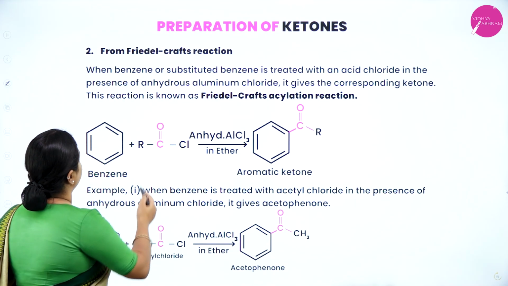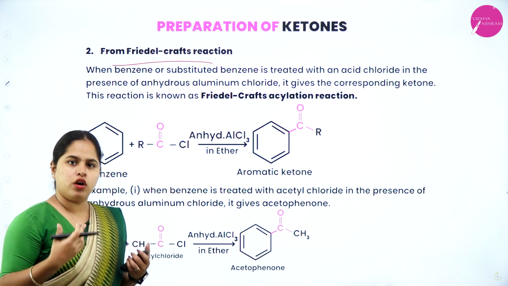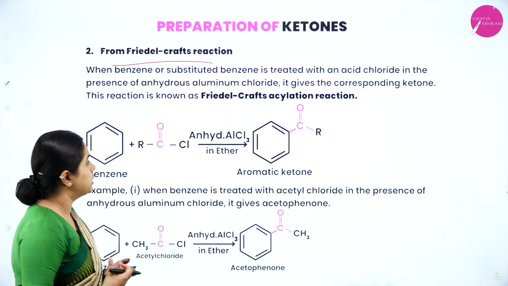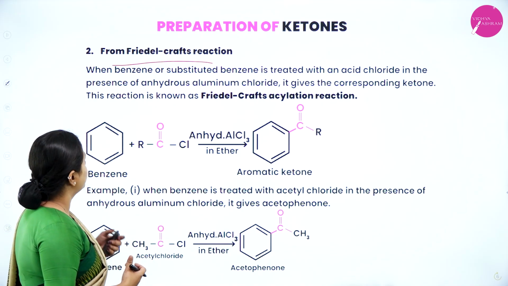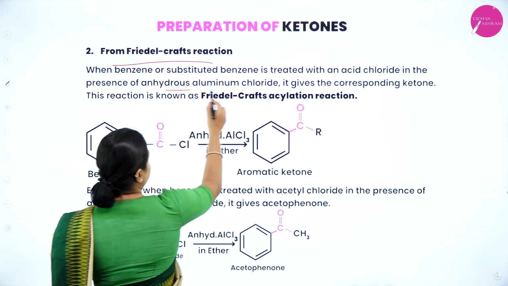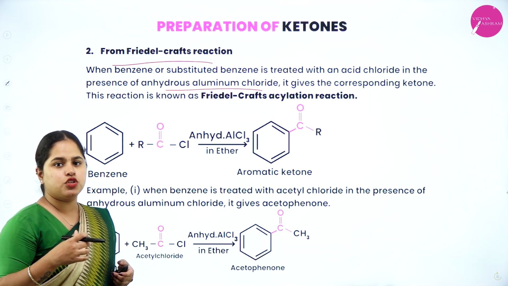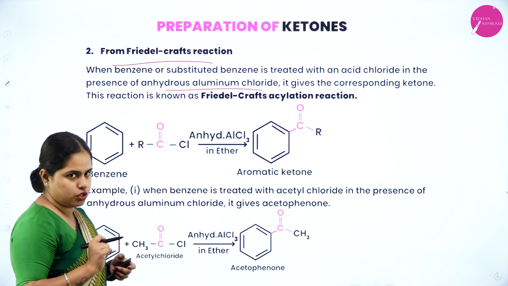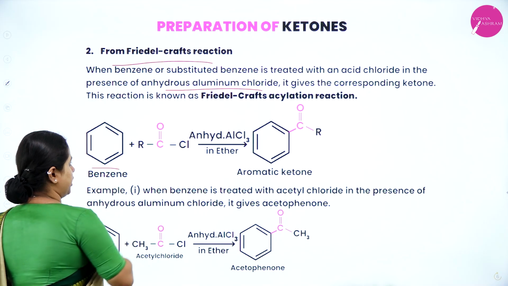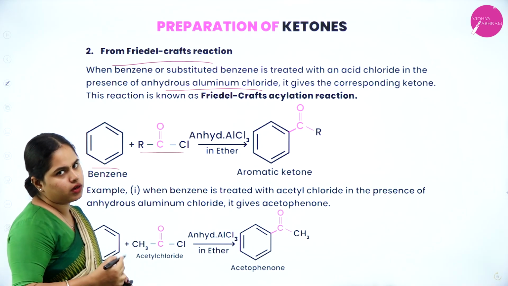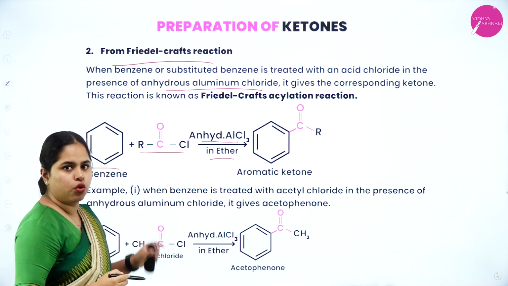Now moving on to the next method, that is from Friedel-Crafts reaction. Okay, so by this time you are already familiar with what is Friedel-Crafts reaction, right? So when benzene or substituted benzene is treated with an acid chloride in the presence of anhydrous aluminium chloride, this reaction is going to take place. It gives the corresponding ketone. So benzene we have taken here, RCOCl stands for acid chloride, right? In presence of anhydrous aluminium chloride, what is going to happen here?